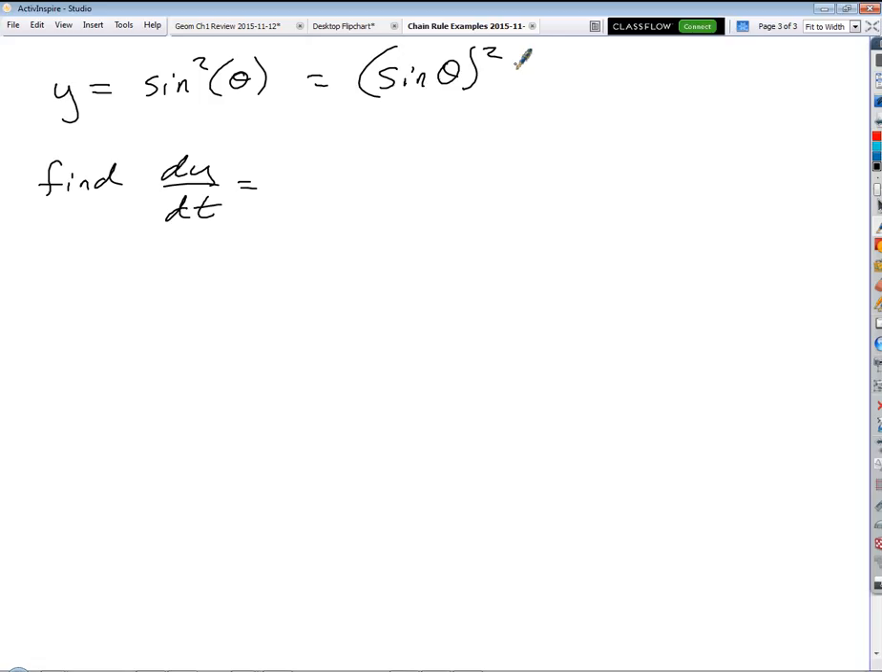So what's our outermost layer? It becomes squared. Right, so the derivative of this function with respect to t, it doesn't even matter at this point, is just going to be the outermost layer. The derivative of something squared is two times something. Not cosine, we can't combine the layers, right? The first layer is just 2 times the sine theta to the 1, right?